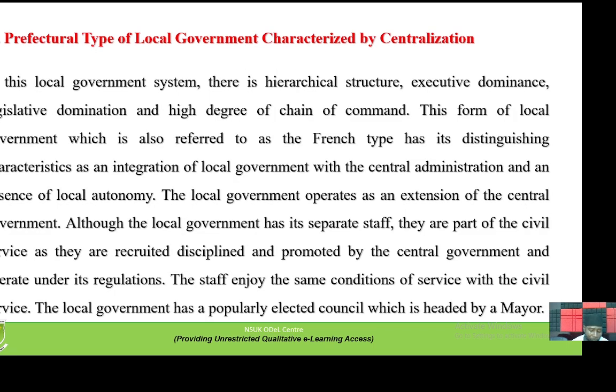And this is what we call a parliamentary system of local government, just like the parliamentary system of government that is enshrined in Britain. In Britain, the same Britain that applied the parliamentary system of government is the same Britain that applied the parliamentary system of local government. The parliamentary system of local government is an extension of the parliamentary system of government.